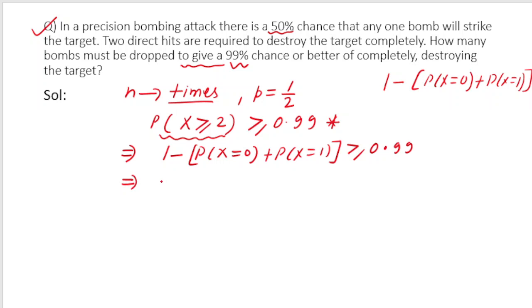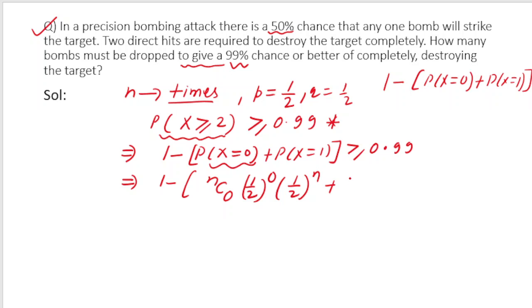Now what should I do? After this it is very obvious. So 1 minus: for 0 successes out of n trials, the probability is nC0, probability of success is 1/2, so (1/2)^0, and probability of failure is also 1/2, because p plus q is 1, so p is 1/2 and q is also 1/2. So it is (1/2)^n. Plus, for 1 success, nC1, (1/2)^1, probability of failure (1/2)^(n-1), and that should be greater than or equal to 0.99.